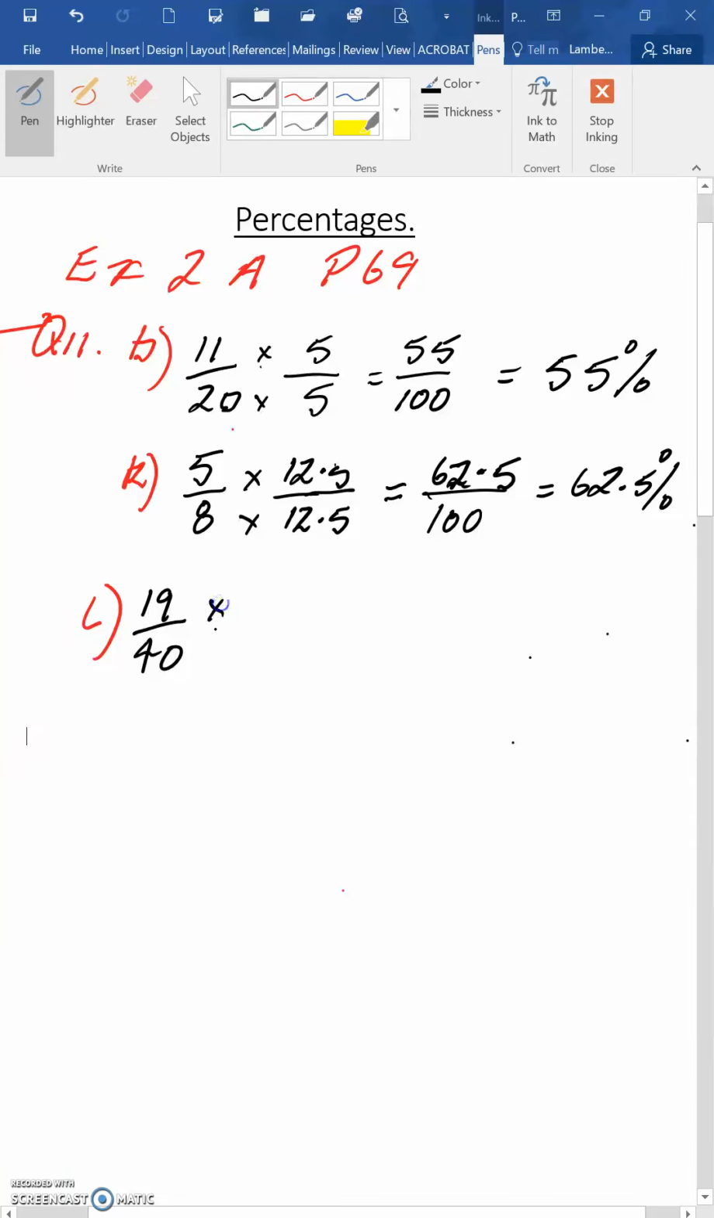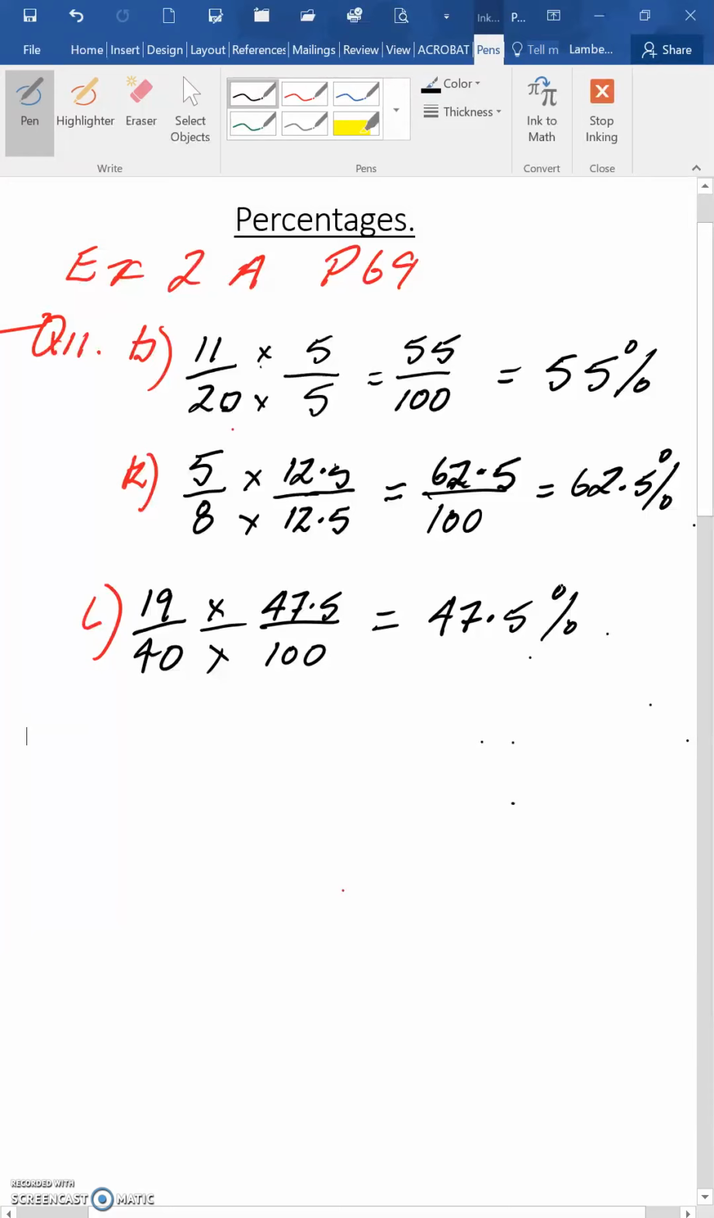Now we'll need to multiply this by 2.5. 2.5 by 40 equals 100, gives us an equivalent fraction. And 2.5 by 19 gives us 47.5. So we've got 47.5 out of 100, which is 47.5%.